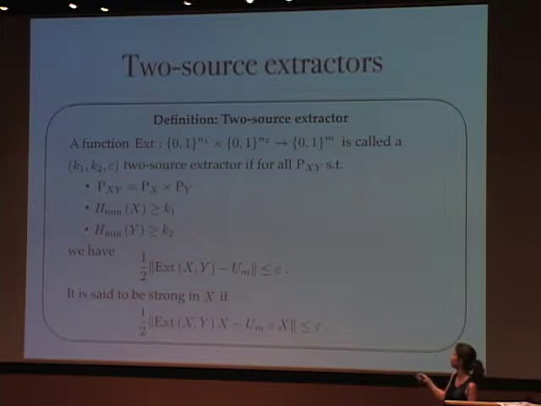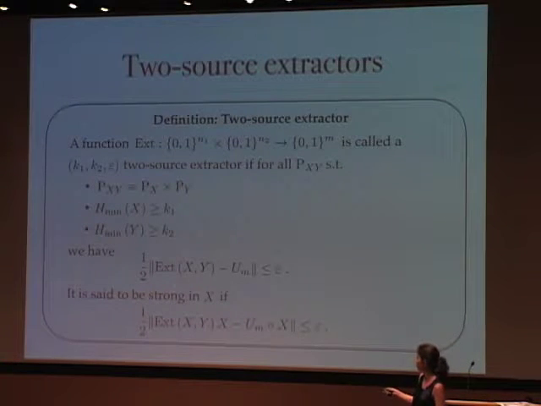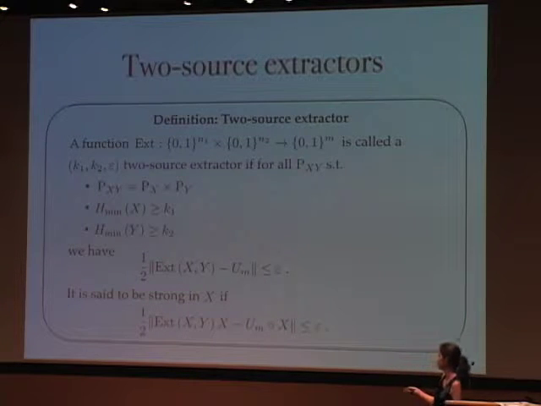Okay, so if a function fulfills these conditions for every source that fulfills those conditions, then we call it an extractor. In addition, we can talk about strong extractors. So an extractor is said to be strong in X, for example, in the first source, if even given the first source X, the output of the extractor is epsilon close to the uniform distribution. Okay, and we can, of course, also talk about an extractor which is strong in Y. It's the same definition.